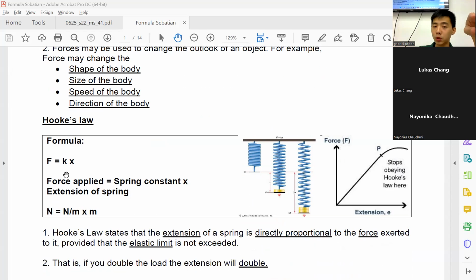Then the second part we learned about was very important: Hooke's law. Guys, I mentioned last week two very important things of Hooke's law.